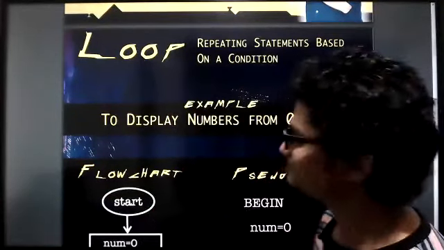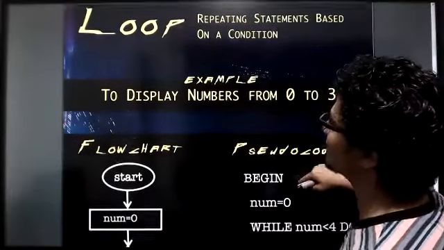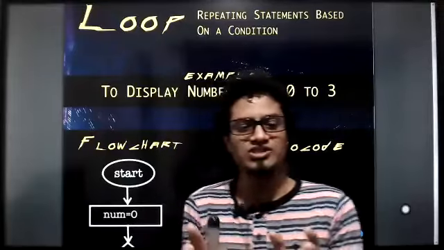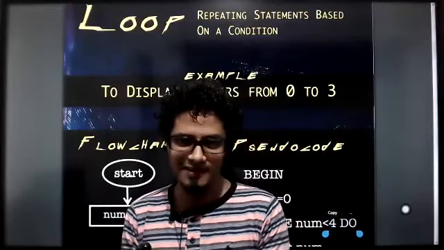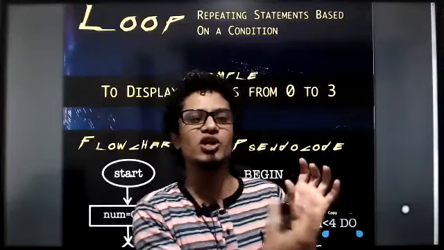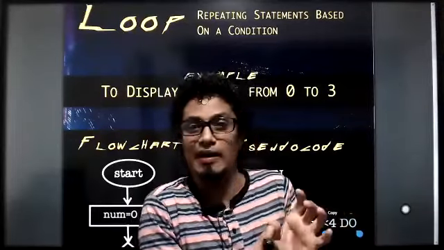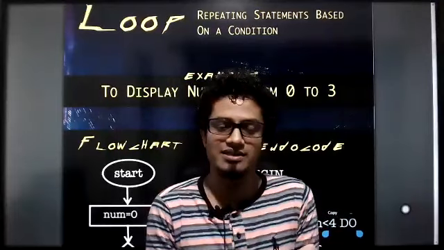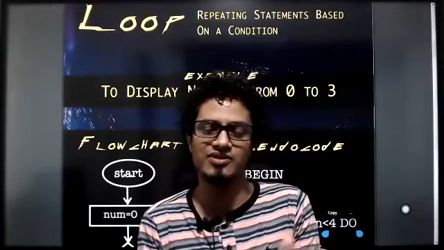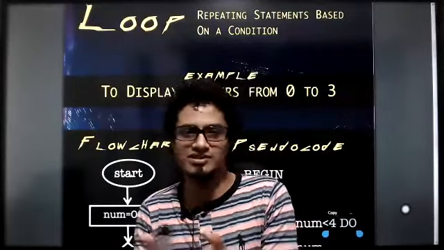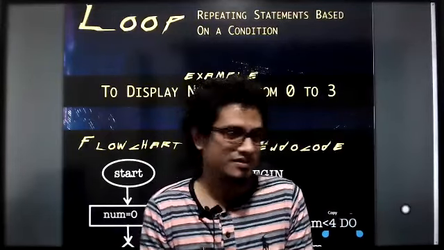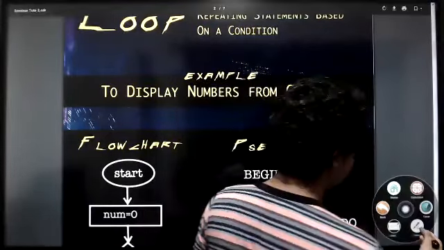Now, an example to display numbers from 0 to 3. When I'm going to display numbers from 0 to 3, that is going to be 0, 1, 2, 3. If I'm going to take number as a variable, let's say num, like in mathematics we say x equals this and that. So here I'm saying number variable.